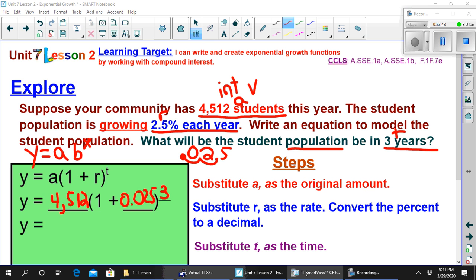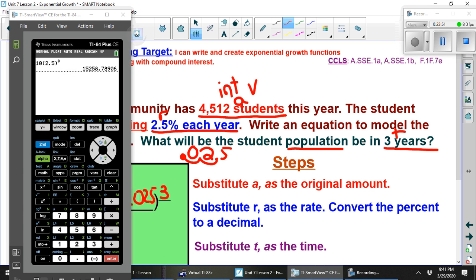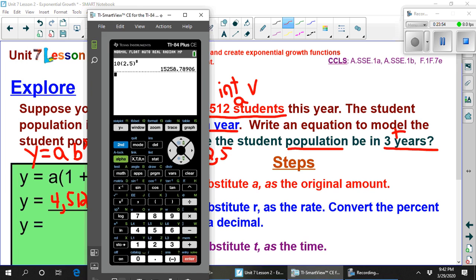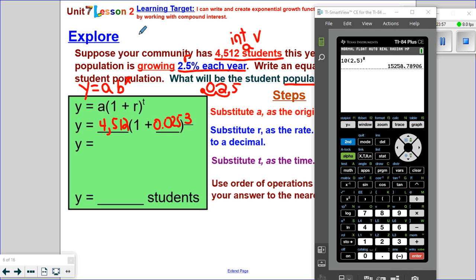Grab your calculator. Go ahead, put it in. Don't wait for me. Don't wait. 4, 5, 1, 2. And just do it like you see it. Like it's right, 0.025. What you see is what you type in. And that's it. You press enter. And you get that many students.